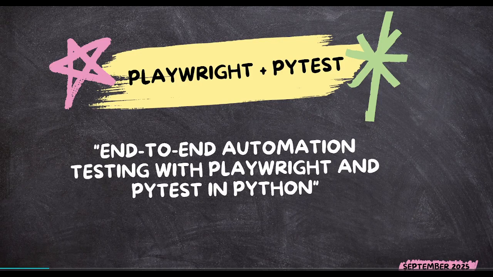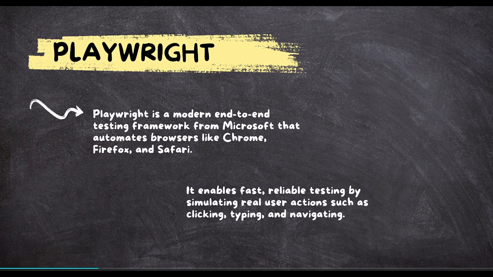If you ever wanted to test your website automatically in a real browser, this video is for you. We are going to look at how to use Playwright with Pytest for automated testing in Python. Playwright is a modern testing framework from Microsoft that lets you automate browsers like Chrome, Firefox, and Safari. You can simulate real user actions like clicking buttons, filling forms, and navigating pages, and check that everything works as expected.